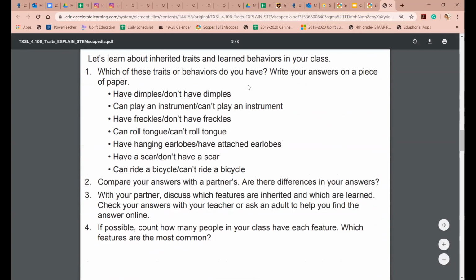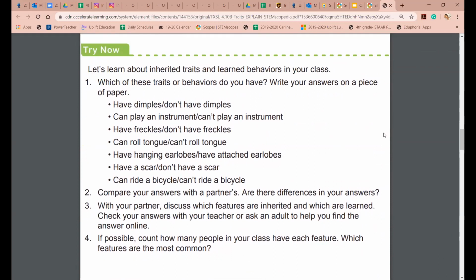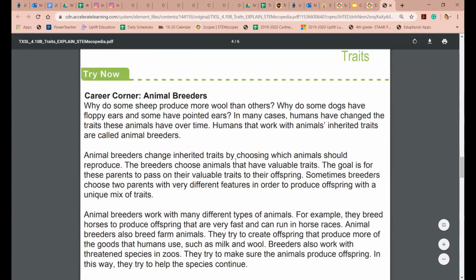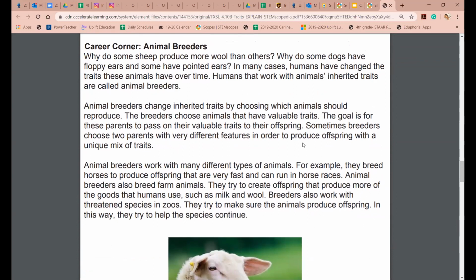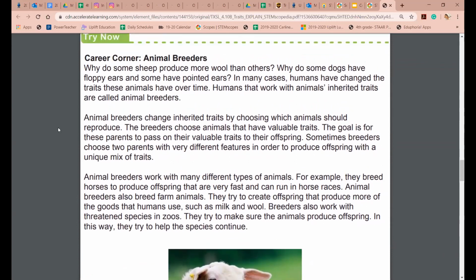Okay, so we kind of did this activity in class. We drew pictures of ourselves and we labeled all of our inherited traits and our learned behaviors. So that's kind of what this is a little bit. We talked about this a little bit in class, so I'm going to touch on it now.